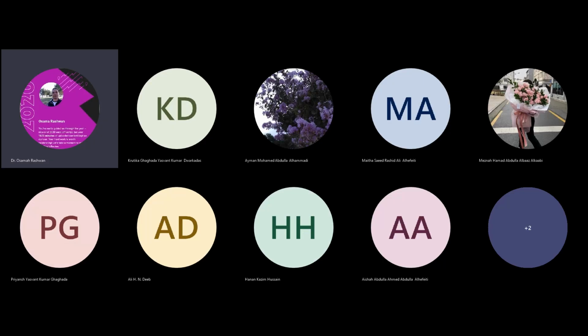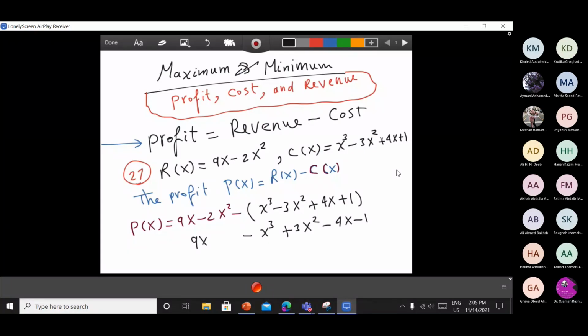And minus 1. This is the profit. Now I have minus x cubed. This is the highest power. And how many x squared? I have minus 2x squared and I have plus 3x squared. So if I add positive 3x squared minus 2x squared, I get positive x squared.